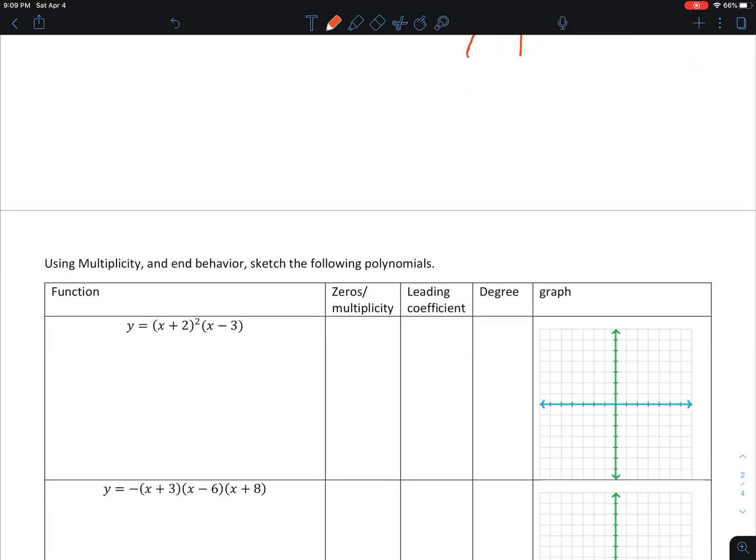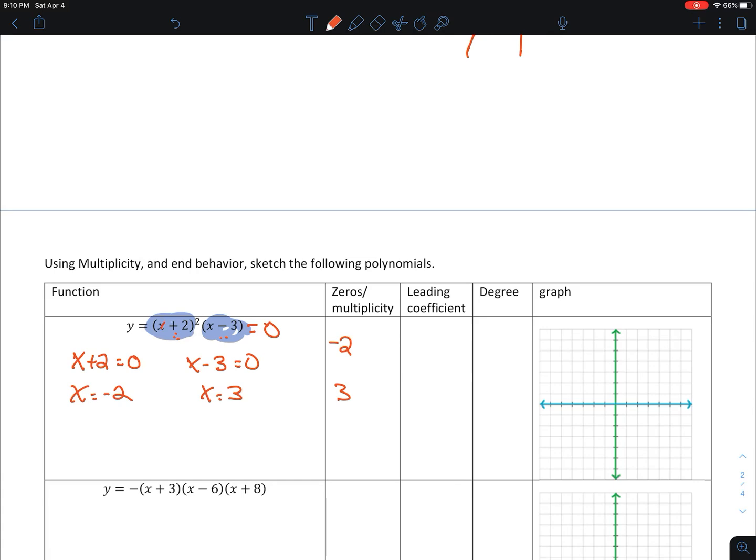Alrighty, what we're going to do is use multiplicity and end behavior to graph a polynomial. So the first thing we want to do is find the zeros and tell their multiplicity. We see in this one, if we set this equal to 0, we have 2 zeros. The first one is -2, and the second one is 3. Because remember, we are just taking this and setting it equal to 0 and setting this equal to 0. So we have x plus 2 equals 0 and x minus 3 equals 0. And we get x is equal to -2, x is equal to 3.